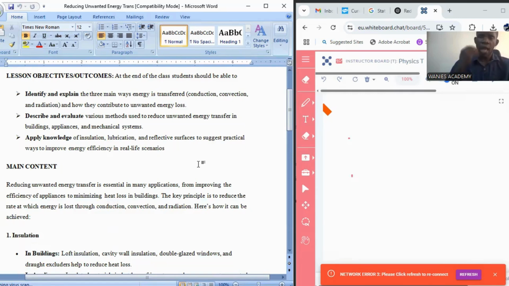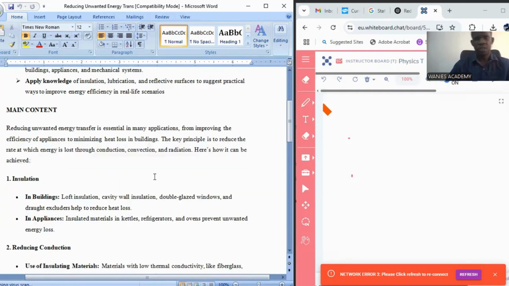We have learned before now that energy is transferred in three basic ways: through conduction, convection, and radiation. So we're going to look at how to reduce unwanted energy in the course of energy transfer. So now we look at the first one, insulation. What's insulation? The word insulation is just the opposite of conduction.